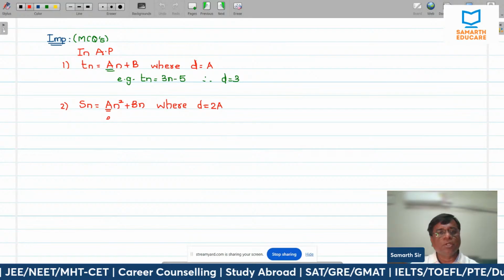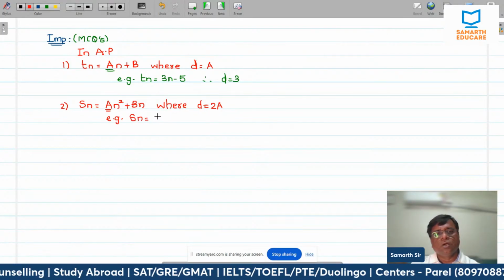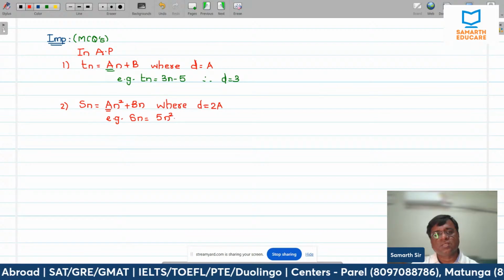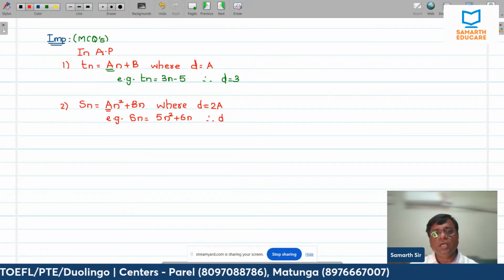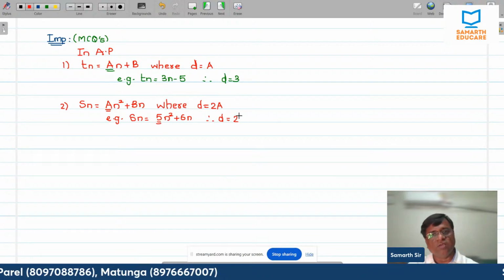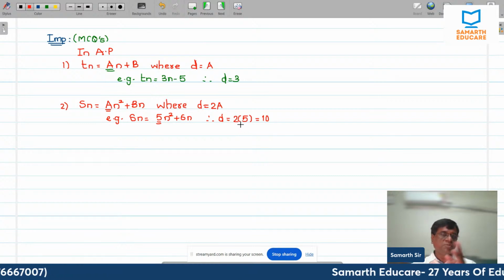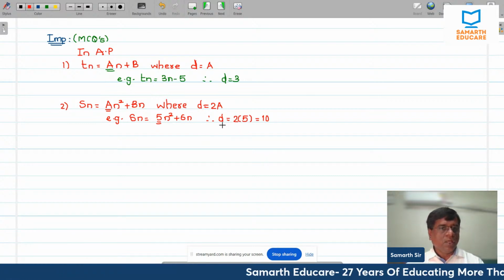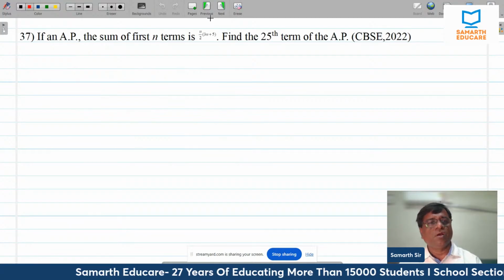So for example, if I say Sn is 5n square plus 6n, then here the value of d is 2 into the coefficient of n square, that is 5. So the value of d is always 10 in this case. You can solve it and check sometime. We don't have to go into that here, but this can be used for MCQs, right?